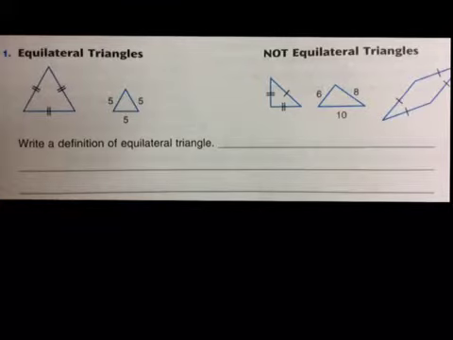For number 1, we're first shown what an equilateral triangle looks like. Equilateral triangles, this would be it. And what they do not look like. Not equilateral triangles, such as these ones. Take a look at this one. The distance is 5 units, and 5 units.